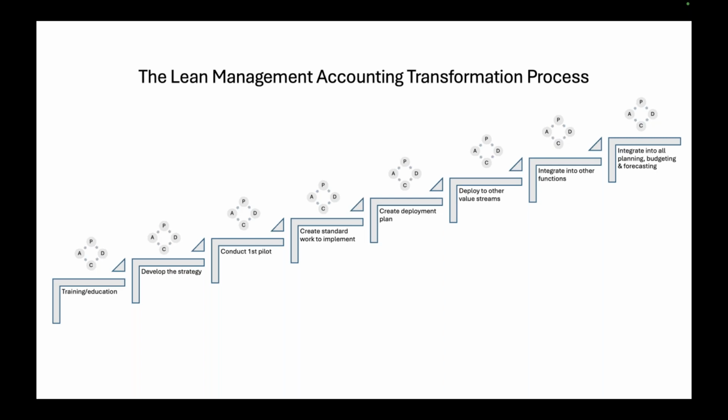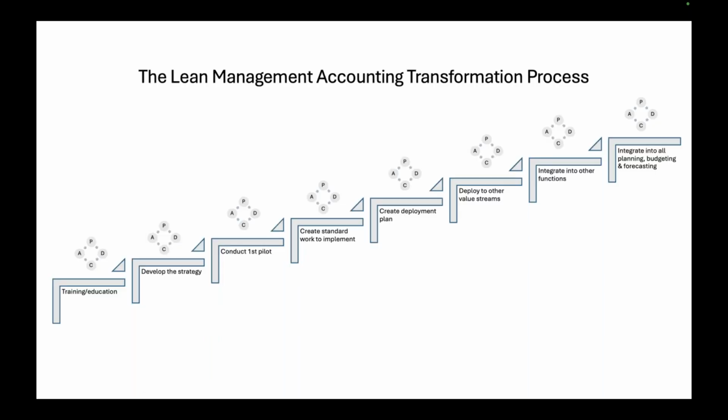What is it? Next step, develop the strategy. What does lean accounting mean to our company? And how is it going to work and integrate with lean over the long run? Because lean never ends. Lean is either your strategy or a large component of your company's strategy. So lean management accounting is the same. Conduct your first pilot. We're going to go into this in a lot of detail in a few minutes. This is about demonstrating how to calculate the numbers and how to use them. It's really important to get the pilot down well.